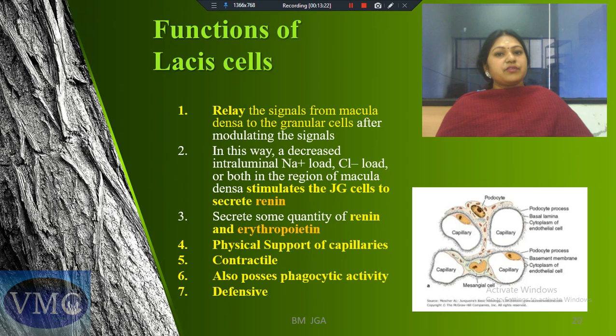As other functions of the mesangial cells, they give physical support. They are contractile in nature. They also possess phagocytic activity and are defensive in function. So all of the functions of mesangial cells are also taken up by these Lacis cells.